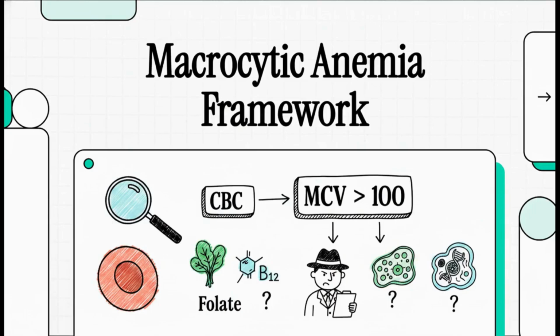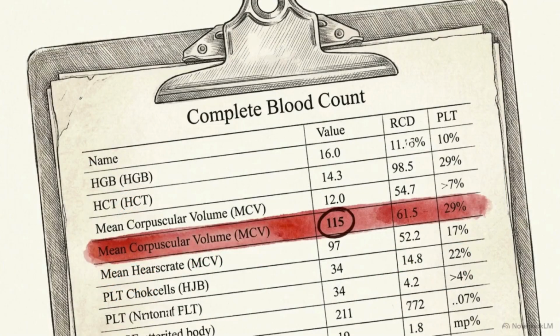Okay, so today we're building an overview around macrocytic anemia. When you're handed a complete blood count and you see those enlarged red blood cells, it can feel like this daunting puzzle, right? But don't worry. By the end of our time together, you're going to have a systematic framework to track down the exact cause.